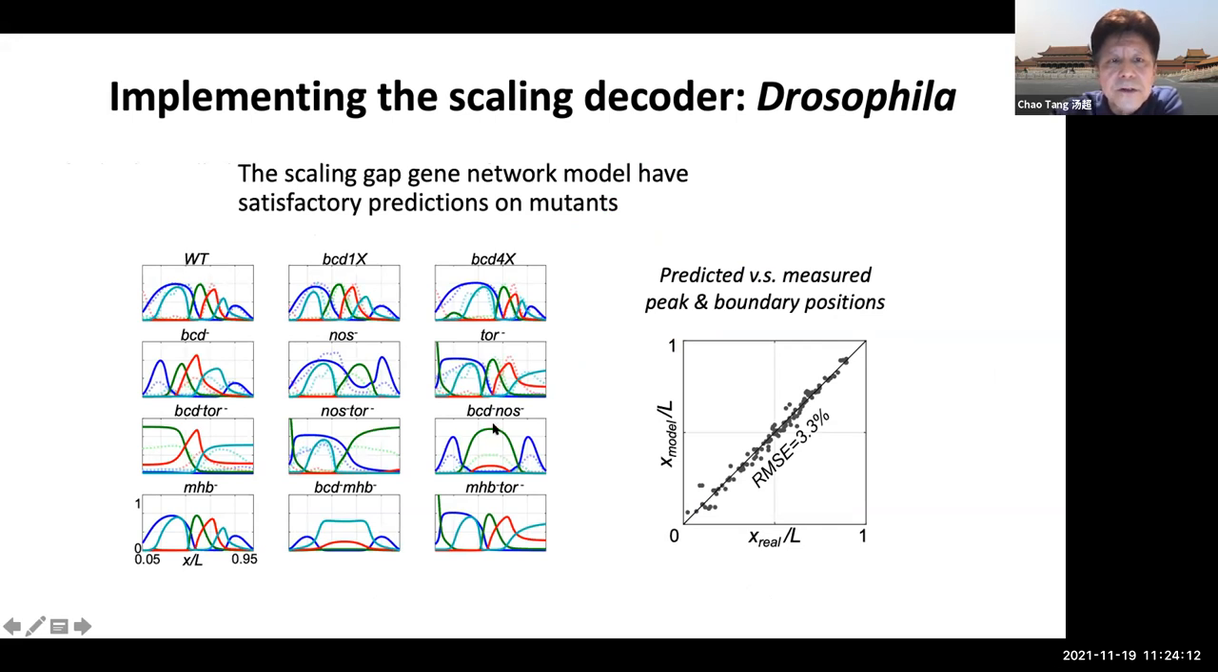And then also this ODE model, with parameters fitted this way by scaling, can also make reasonable predictions on the morphogenetic mutants. Not as well as our purely abstract phenomenological model, but it's okay.